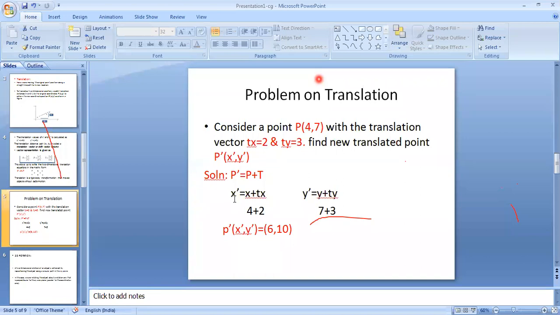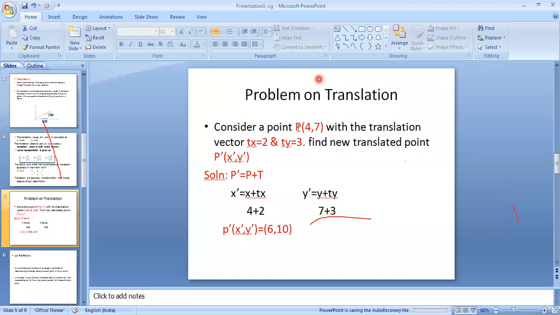So what is my new point? X dash is equal to x plus tx, that is 4 plus 2, and y dash is equal to y plus ty, that is 7 plus 3. So what is my p dash? X dash and y dash is 6 comma 10.